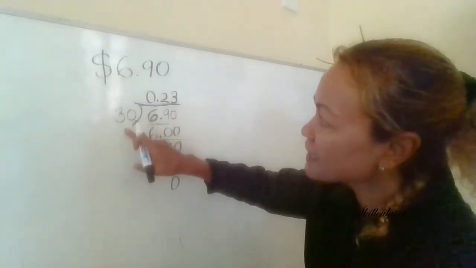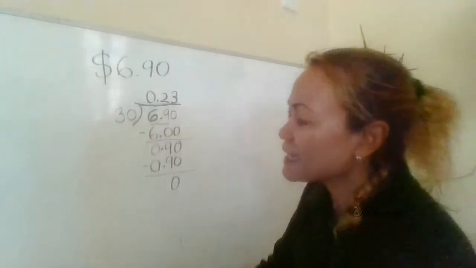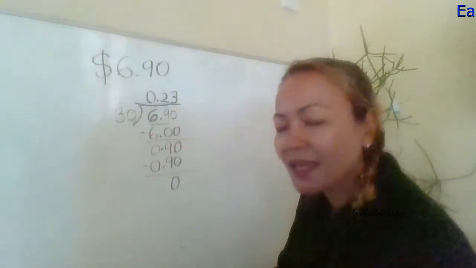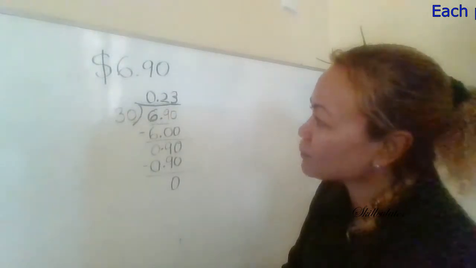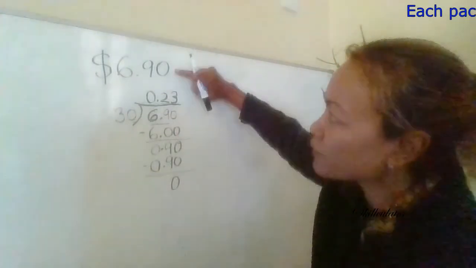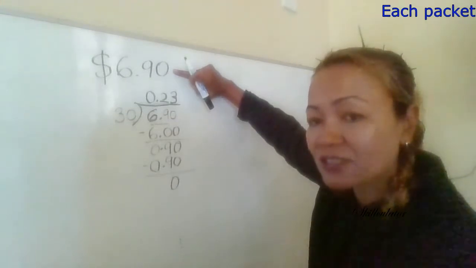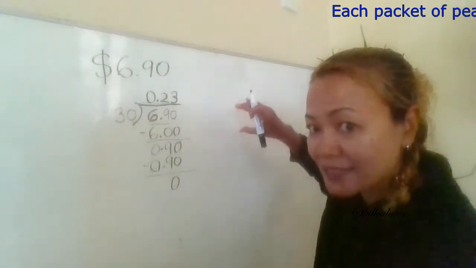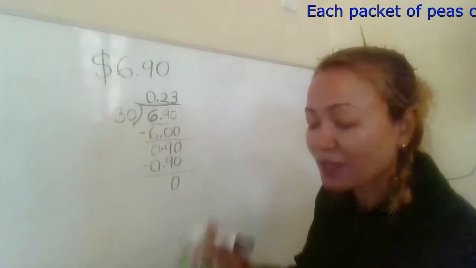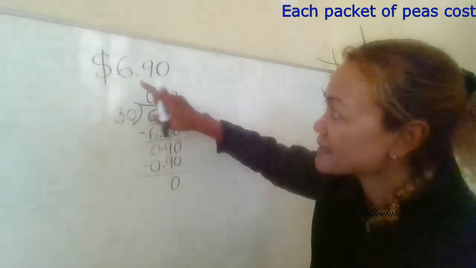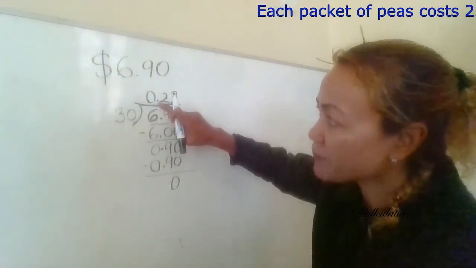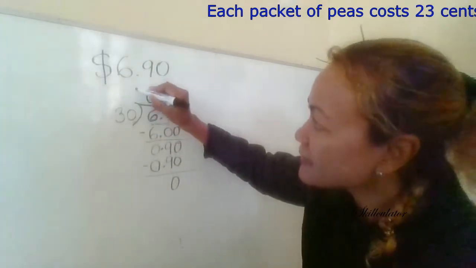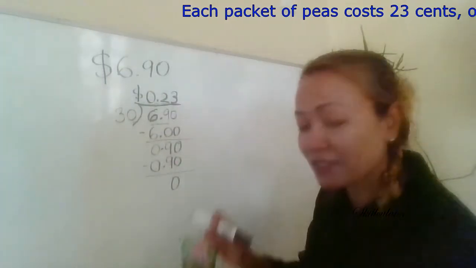0.23. 30 goes into $6.90, 0.23 times. Now, what is the significance of that? We were trying to find the overall cost of the bag, $6.90. If you divide $6.90 by 30, you'll get the cost of each packet. But when you have the number after the decimal point, it is 0.23 of a dollar, right? That's the cost of each bag.